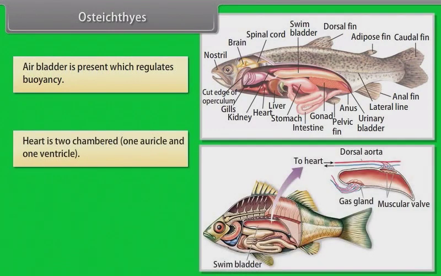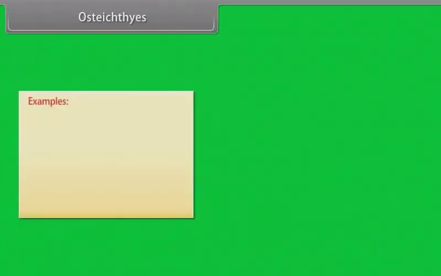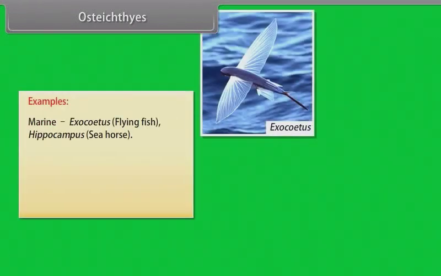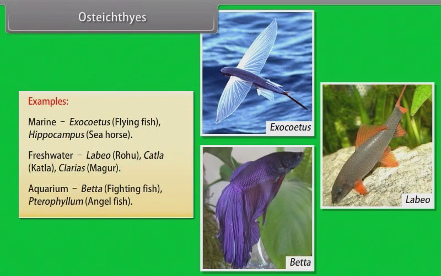Heart is two-chambered, one auricle and one ventricle. Fertilization is usually external. Sexes are separate. They are mostly oviparous and development is direct. Examples, marine: Exocoetus, flying fish, Hippocampus, seahorse. Freshwater: Labeo, rohu, Catla, Clarias, magur. Aquarium: Betta, fighting fish, Pterophyllum, angelfish.